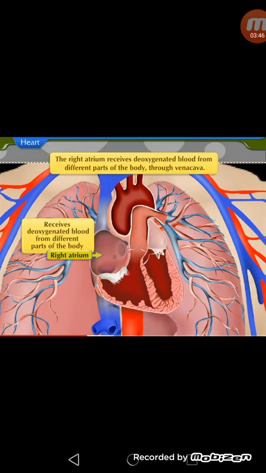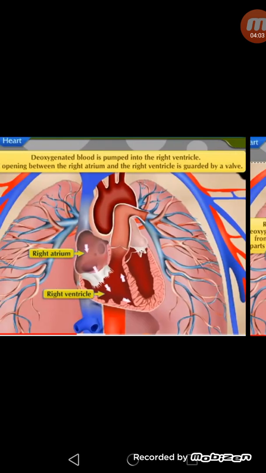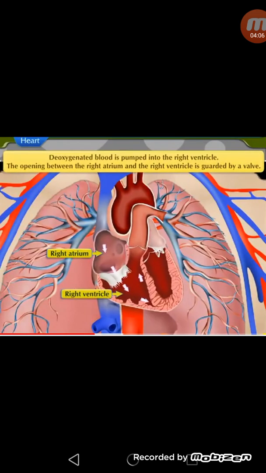So that type of impure blood comes into the right atrium through the vena cava. Vena cava are the blood vessels which carry deoxygenated blood from different parts to the right atrium. Now what will happen when the deoxygenated blood comes into the right atrium? The right atrium sends this deoxygenated blood into the right ventricle. So here it is written, deoxygenated blood is pumped into the right ventricle.